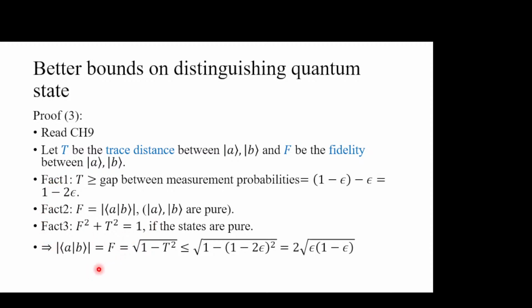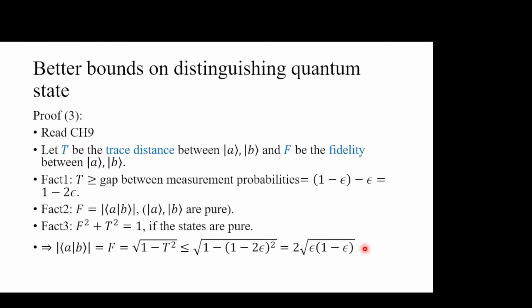So you have that the absolute value of your inner product is the fidelity, and it is equal to the square root of 1 minus the trace distance squared, just from fact 3. And then we have a lower bound on the trace distance that will turn into an upper bound on this 1 minus trace distance squared. So it's this upper bound of 1 minus (1 minus 2 epsilon) squared, and you do the algebra here, and you see that this is a bound of 2 square root epsilon times 1 minus epsilon.